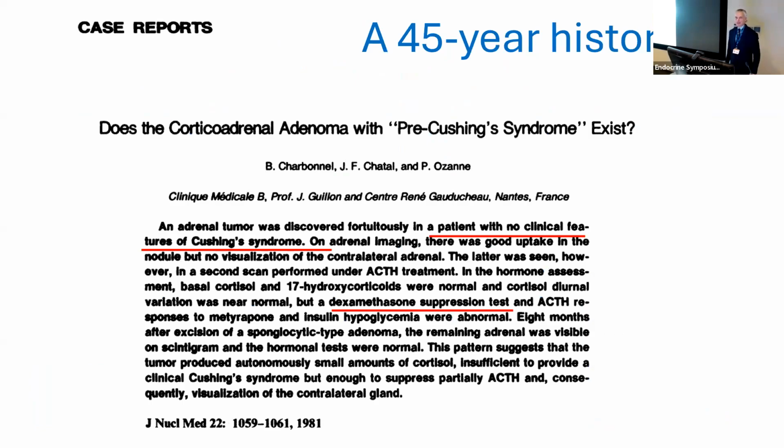And as my previous speaker alluded to, it's a relatively short history. About 45 years ago came the first description of mild autonomous cortisol secretion: a patient with no clinical features of Cushing syndrome had an adrenal nodule on imaging and failed to suppress on the dexamethasone suppression test, and everything improved afterwards. This was published in 1981.